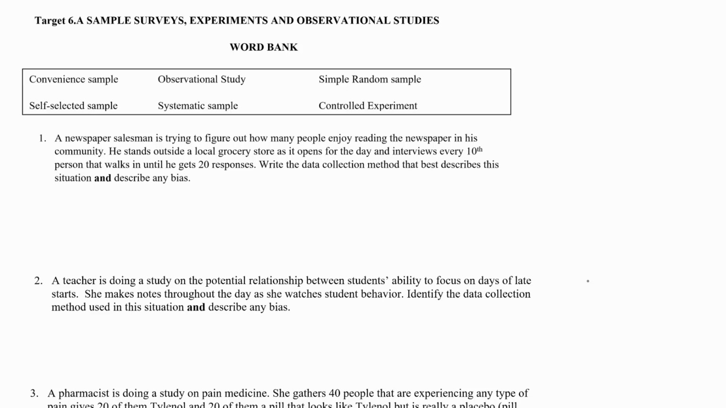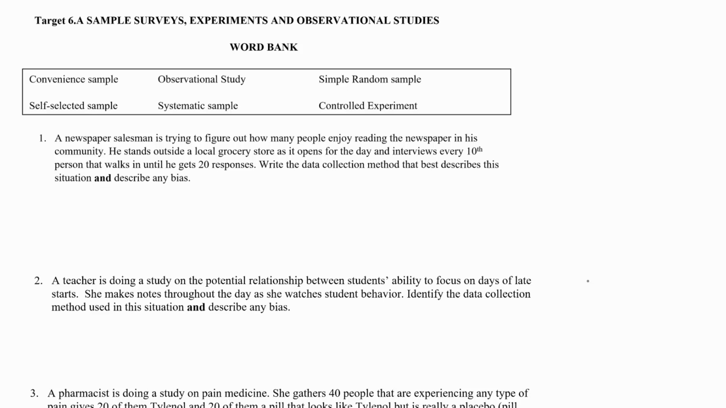In this video, we're given a few different situations, and we need to come up with the data collection method used in each situation, and we also have to list any potential bias that might come up in that situation. Before we go over the questions, let's go over why we even collect data in the first place.